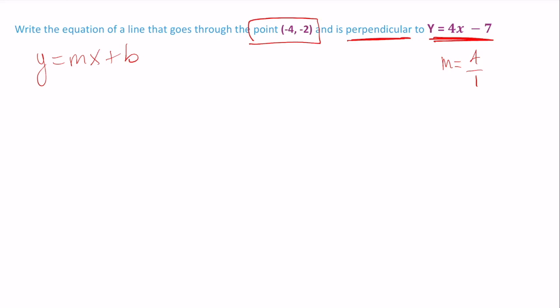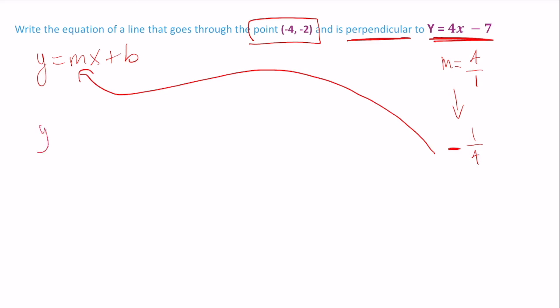So the slope of any line perpendicular to that, right, is going to be 1 over 4. I got to flip it, and I got to change the sign. That's positive, so mine's going to be negative. Okay, so I'm going to take that, and I'm going to plug it in. So I know my slope has to be negative 1 over 4. So I'm just going to pop that in. Y equals negative 1 over 4x. But I still don't know b.